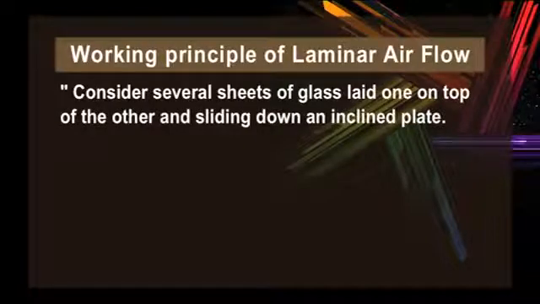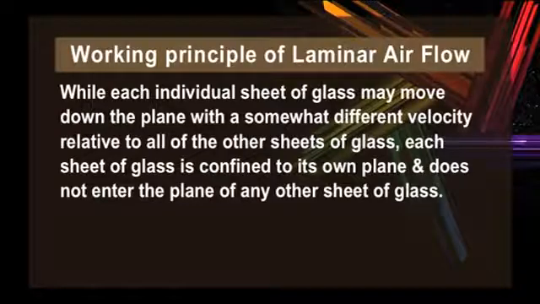Fox, the scientist, has visualized the concept of minimum turbulence unidirectional airflow, that is laminar flow, as follows. Consider several sheets of glass laid one on top of the other and sliding down an inclined plane. While each individual sheet of glass may move down the plane with somewhat different velocity relative to all of the other sheets of glass, each sheet of glass is confined to its own plane and does not enter the plane of any other sheet of glass.